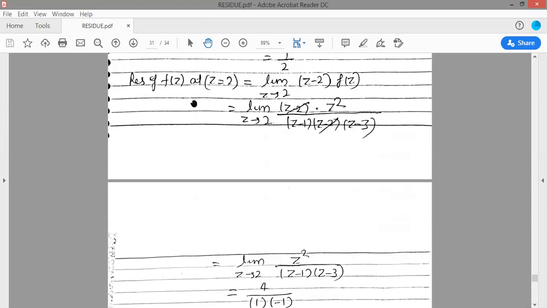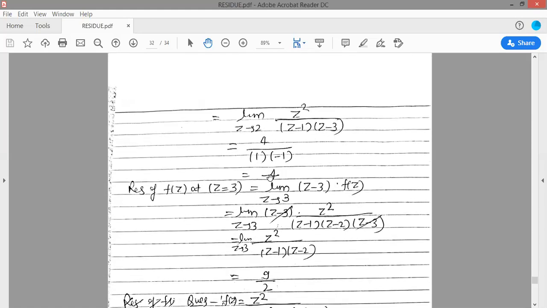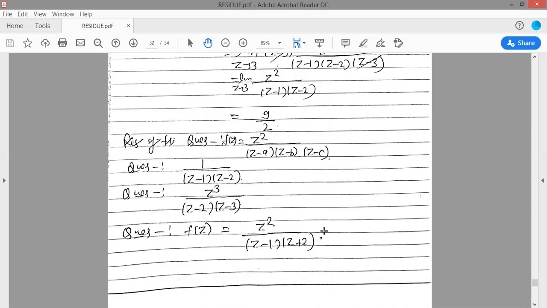Now the next simple pole is z is equal to 2, so we find the residue at z is equal to 2. So limit z tends to 2, (z minus 2) into f(z). So limit z tends to 2, (z minus 2) upon (z minus 1)(z minus 2)(z minus 3). So this value will be cancelled out. So we have our residue at z is equal to 2 is equal to minus 4, right? Same as it is, residue of f(z) at z is equal to 3. So just limit z tends to 3, (z minus 3) into f(z). So just write the value and you have your residue is equal to 9 by 2.